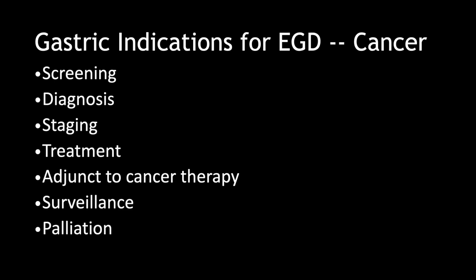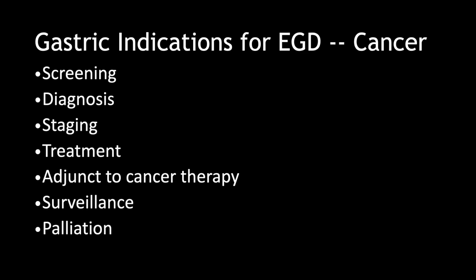Restaging is another indication that patients are referred for. And this is where patients with gastric cancer have had some treatment, such as chemotherapy or radiation. And prior to surgery, these patients are referred for a restaging procedure where the current size of the tumor can be evaluated and compared to the previous pretreatment tumor, and biopsies can be obtained.